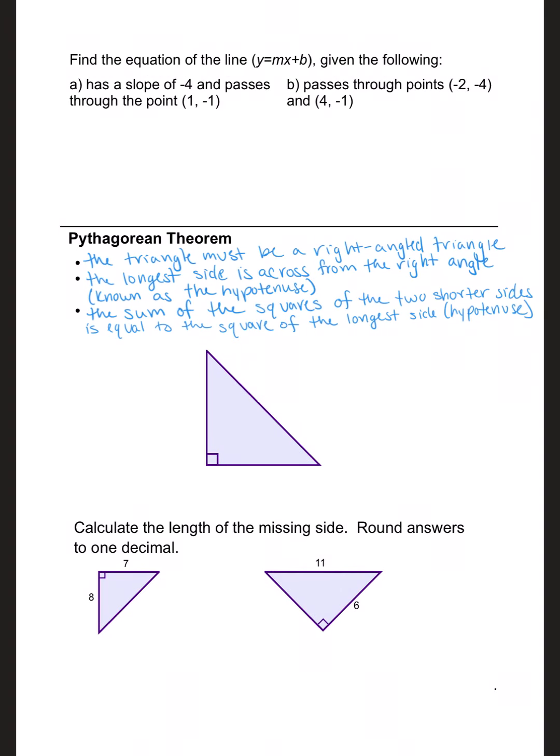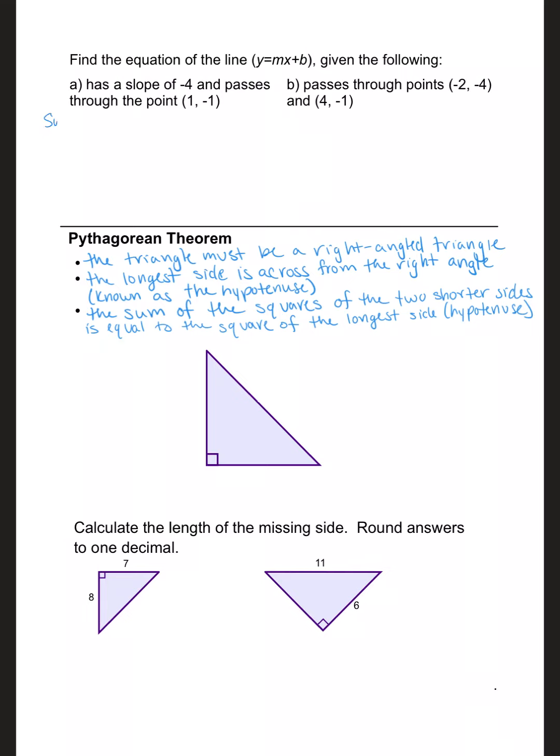Okay, so we've looked at finding the slope from a graph, finding the slope from 2 points. Now we're going to take a look at how we find the equation if we're given the slope and a point that the line passes through. So it says that our slope is -4 and it passes through the point 1, -1. So we're going to use that information to plug into our equation of a line.